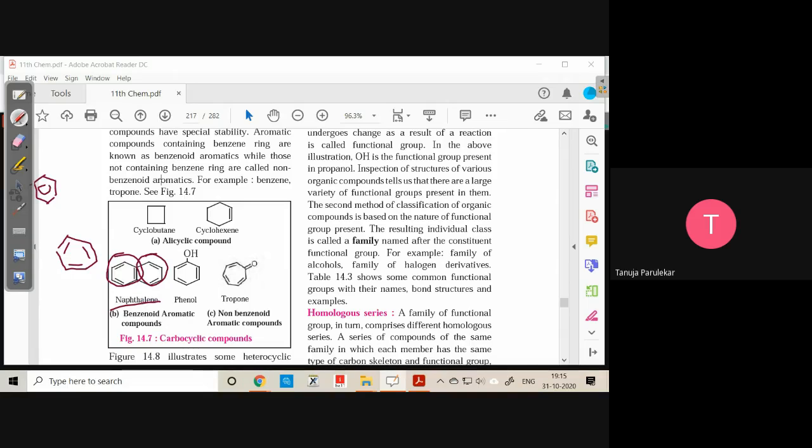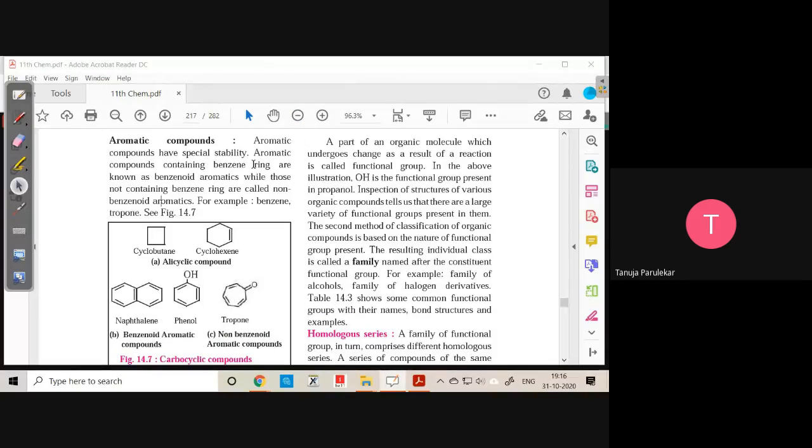Benzene, if you don't feel like putting the bonds, you can put a circle also. This is naphthalene, two benzene rings joined together. If you have three benzene rings joined together, you have, sorry, not naphthalene, anthracene. Naphthalene is this already here. Anthracene. Okay. So these contain benzene rings, and they are aromatic compounds. What are aromatic compounds? They are compounds with special stability. These compounds contain a benzene ring.